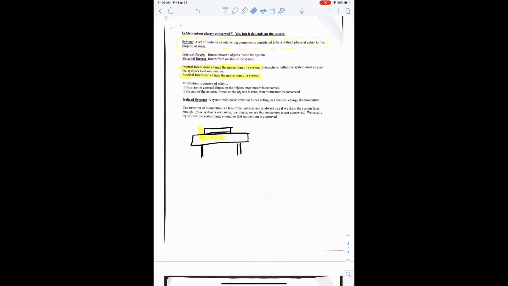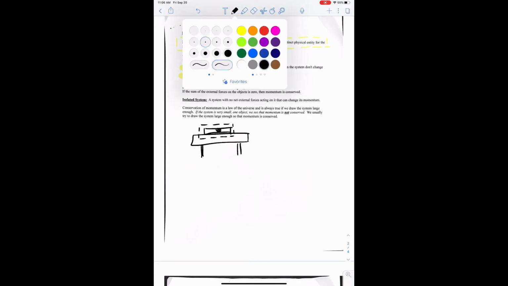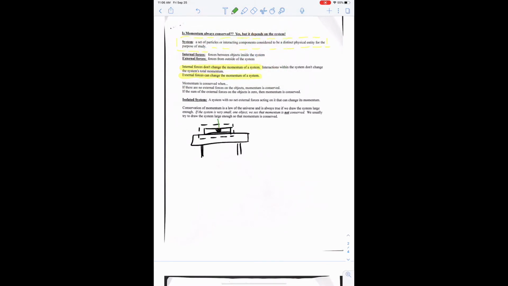Oh, dang. Let's see if I can do that again. I'll just stick with black. It seems to be working. The system is just this book. And therefore, if I do the free body diagram on this book, we have force normal, which is the force of the table pushing back on the book. It would be external. And we would have force gravity also being external.